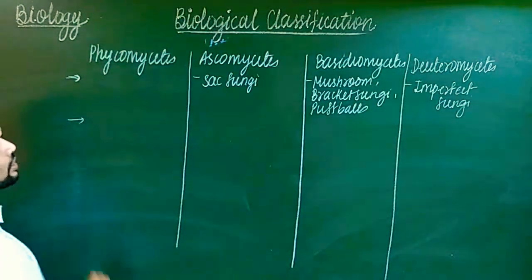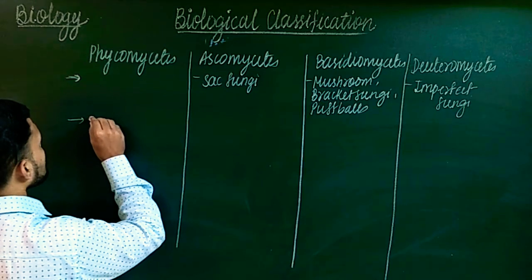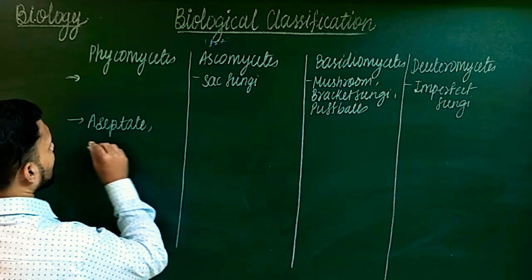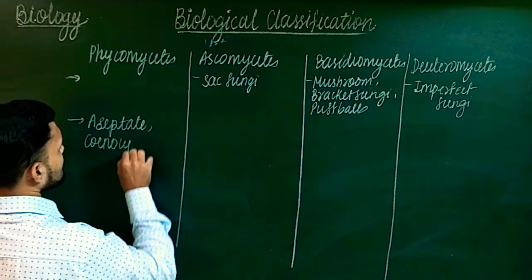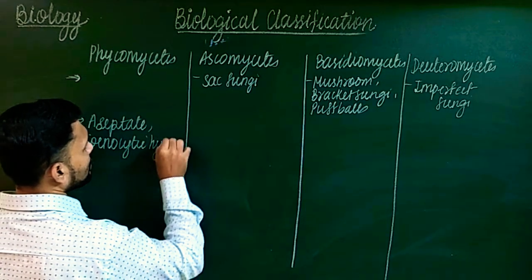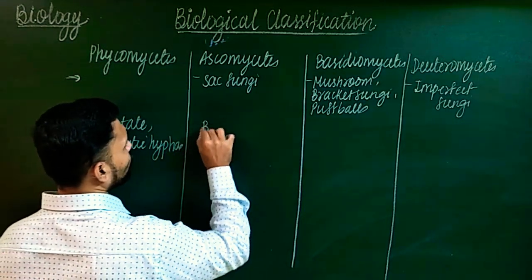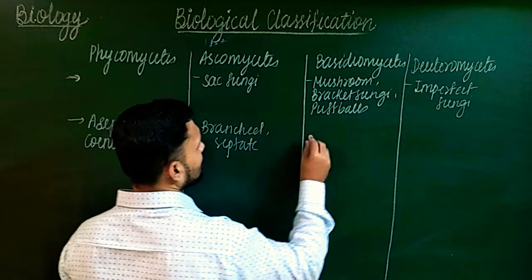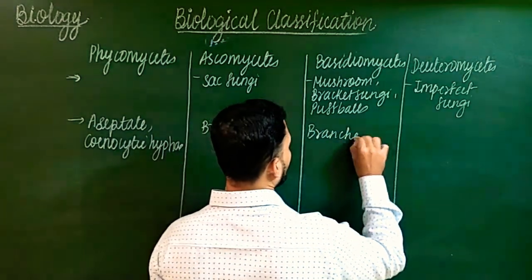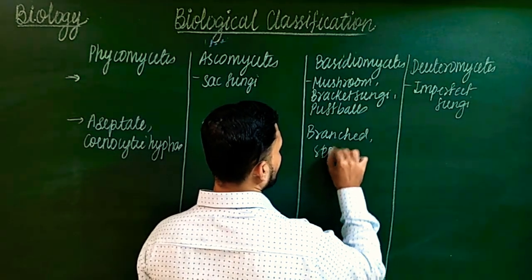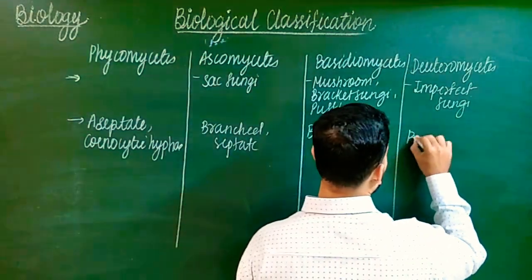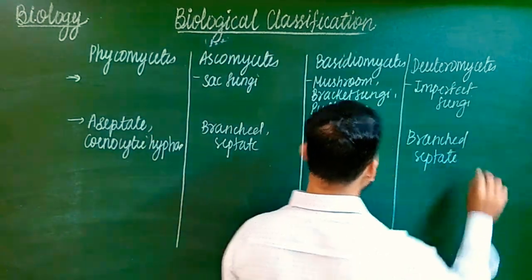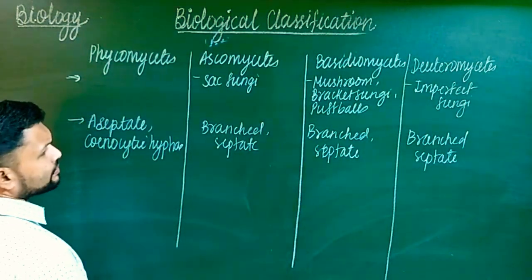Then the second point that we use is for the mycelium. So we know these are septate and coenocytic hyphae, which is only found in Phycomycetes. The rest of the others we know are branched and septate. These are also branched and septate hyphae or mycelium we can call them, and these are also branched and septate hyphae. So mycelium, if we speak, it is in this way.